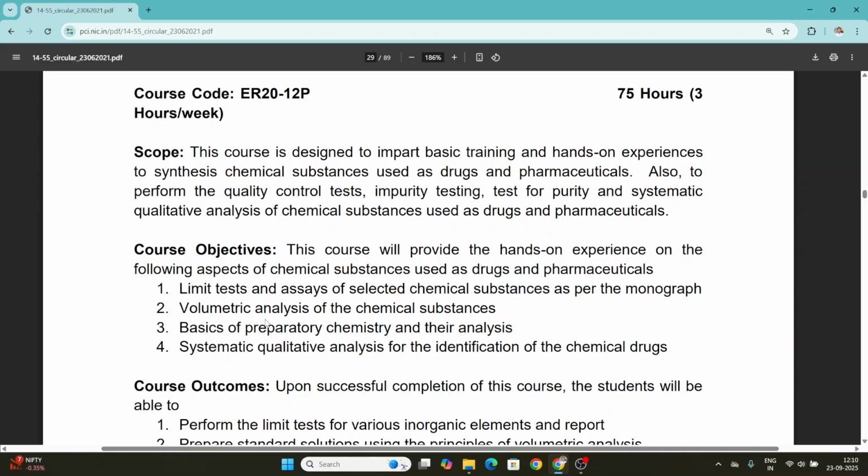Course objective: this course will provide the hands-on experience on the following aspects of chemical substances used as drug and pharmaceuticals. 1. Limit test and analysis of selected chemical substances as per the monograph. 2. Volumetric analysis of the chemical substances. 3. Basics of preparatory chemistry and their analysis. 4. Systematic qualitative analysis for the identification of the chemical drugs.